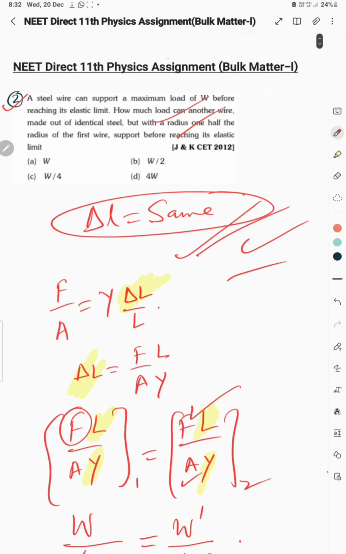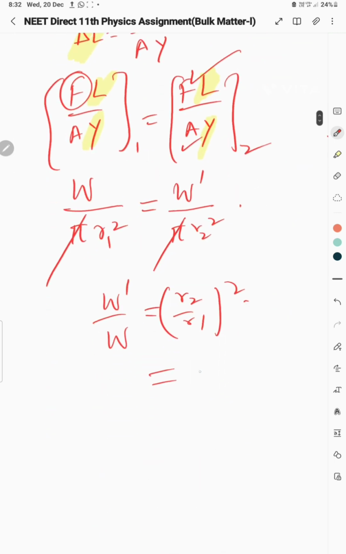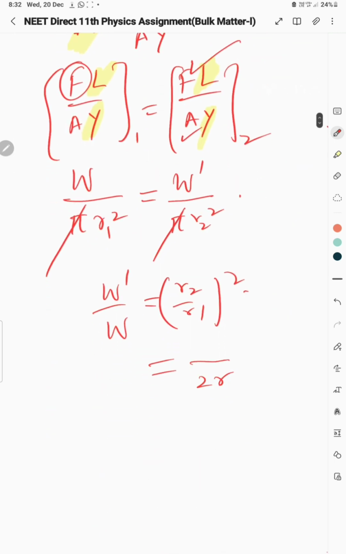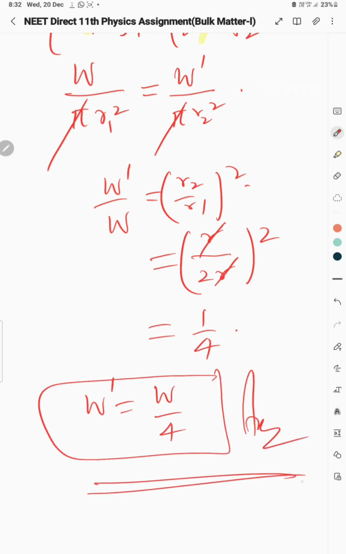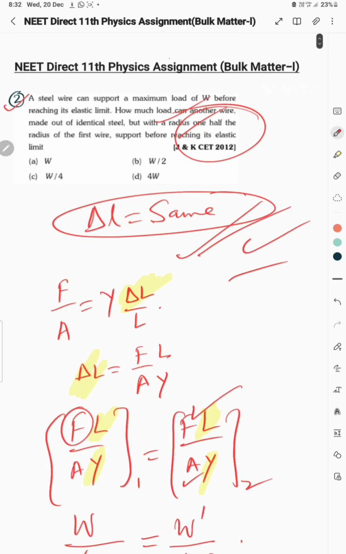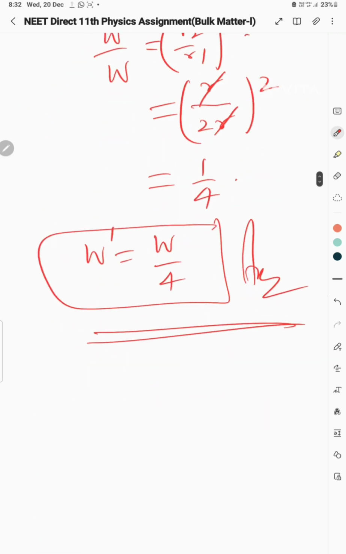Now the radius has to be half of the original. If original was 2r, now it is r. Simplify, it becomes 1 by 4. Cross multiply. So W by 4 is the load that this wire can now support. So let's check out, W by 4 means option C. So option C is the correct option for this problem.